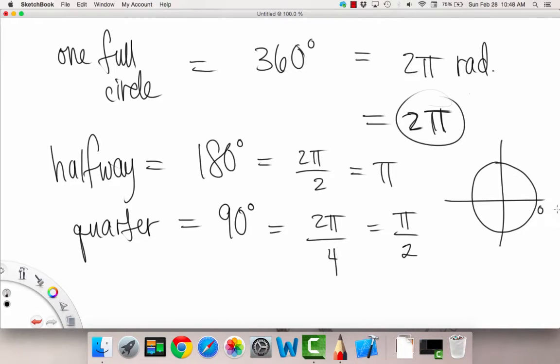So this is 0 radians. This is pi over 2 radians. This is pi radians. This one's going to be 3 pi over 2. And this is also equivalent to 2 pi once you've traveled one full circle. Okay? So radian measures are especially useful because it's the ratio.